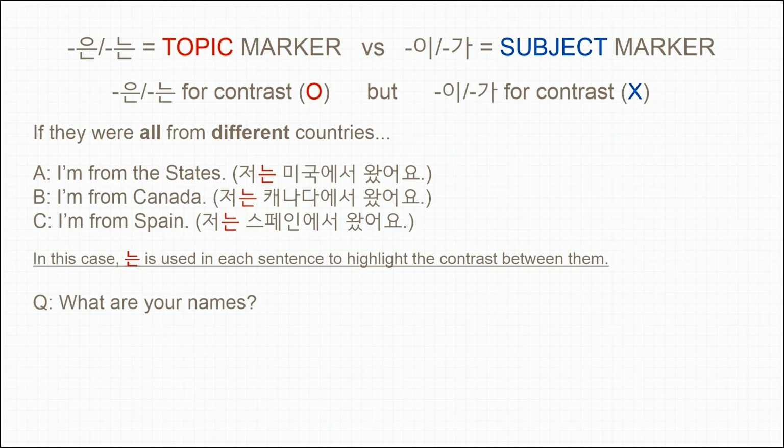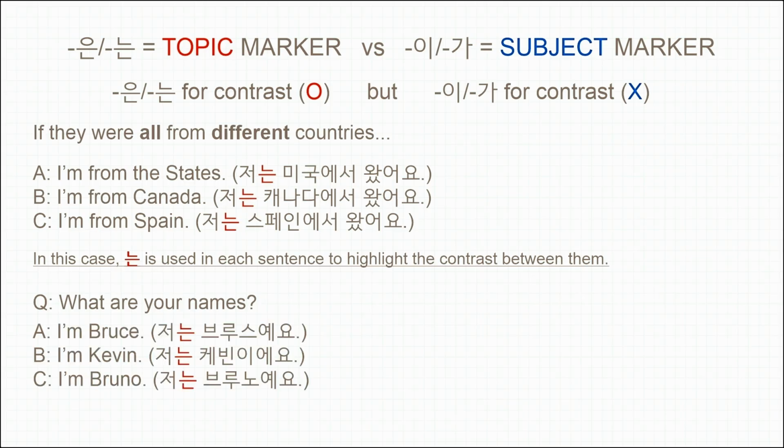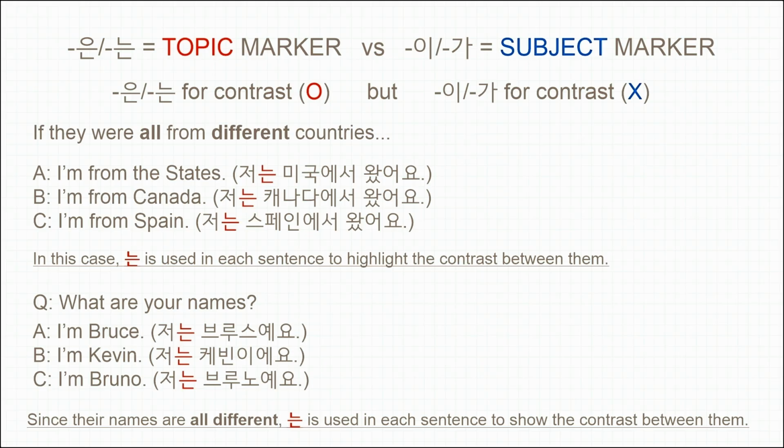I continue asking what their names are. Person A replies, I'm Bruce. 저는 브루스예요. Person B replies, I'm Kevin. 저는 케빈이에요. Person C replies, I'm Bruno. 저는 브루노예요. Since their names are all different, 는 is used in each sentence to show the contrast between them.